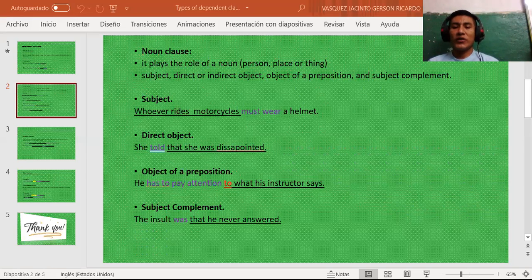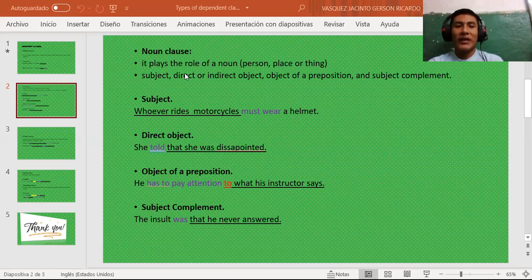Hello everyone, in today's video we are going to talk about the dependent clause. When we talk about dependent clauses, we need to know something about the different types of dependent clauses. Okay, let's get started with the first one.